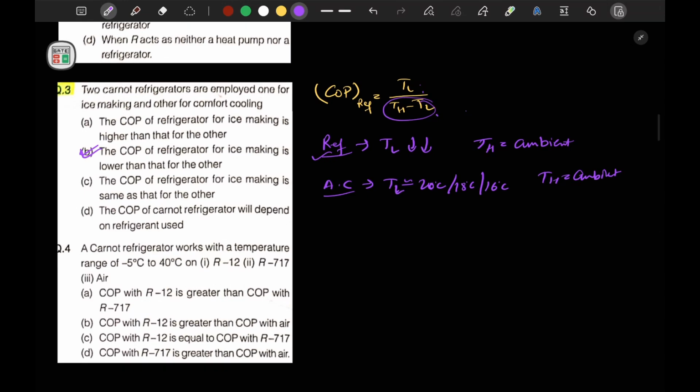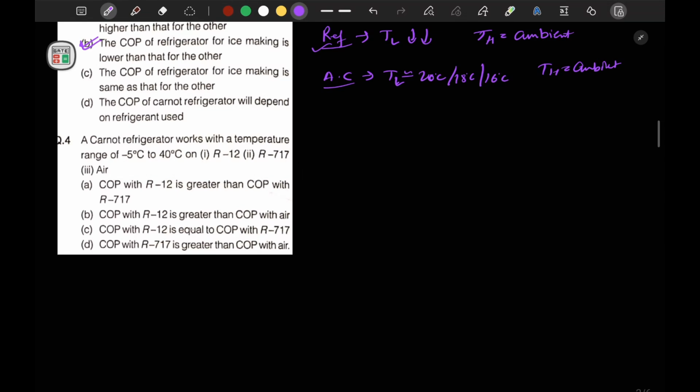Now if we move to the next question, question number 5. It is mentioned that a Carnot refrigerator works within a temperature range. So we have been given the TL value, let's say for question number 4, TL is equal to minus 5 degrees Celsius, that is 268 Kelvin. Now we can write T1 is equal to 40 degrees Celsius, that is 313 Kelvin, on R12 and R717, and the third is air, so we have to calculate the COP. Now it is mentioned here that this is a Carnot refrigerator.